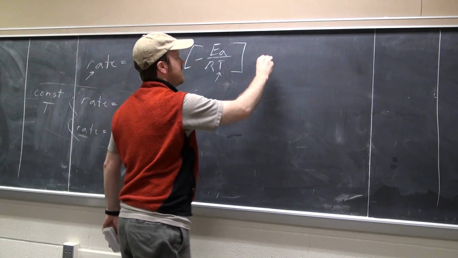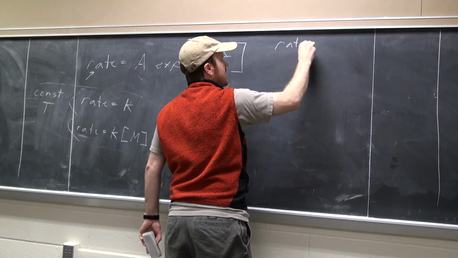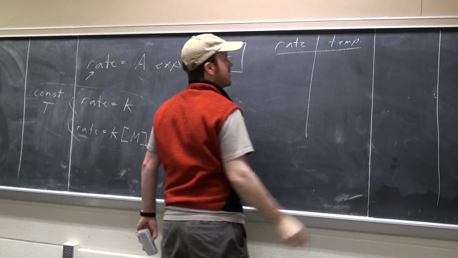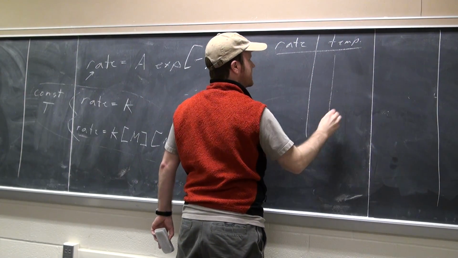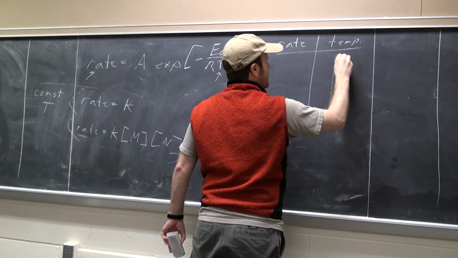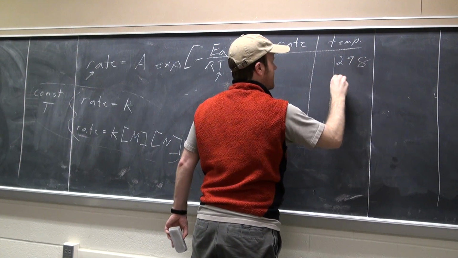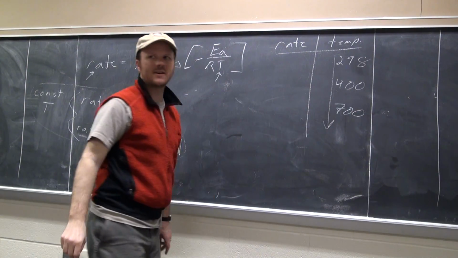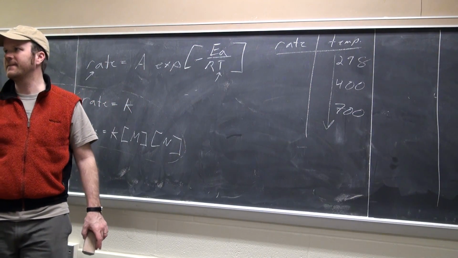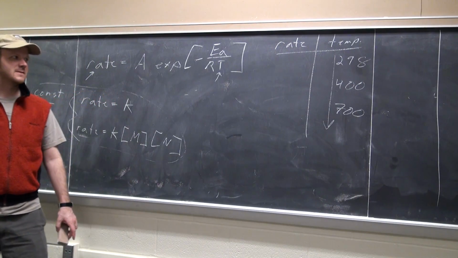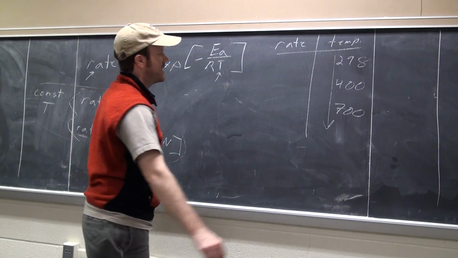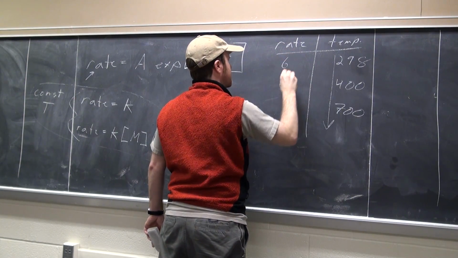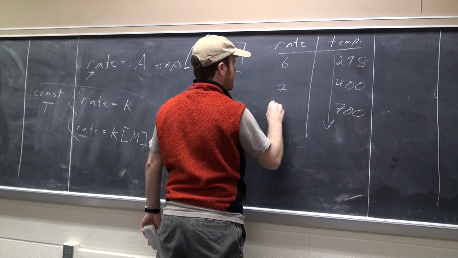So we would have some sort of rate, we would have a bunch of temperatures, and as the temperature increases, say here's 298, here's 400, here's 700, is the rate going to increase or decrease? Increase, right? Rate usually increases with temperature, and so the rate's going to go from 6 to 7 to 25.